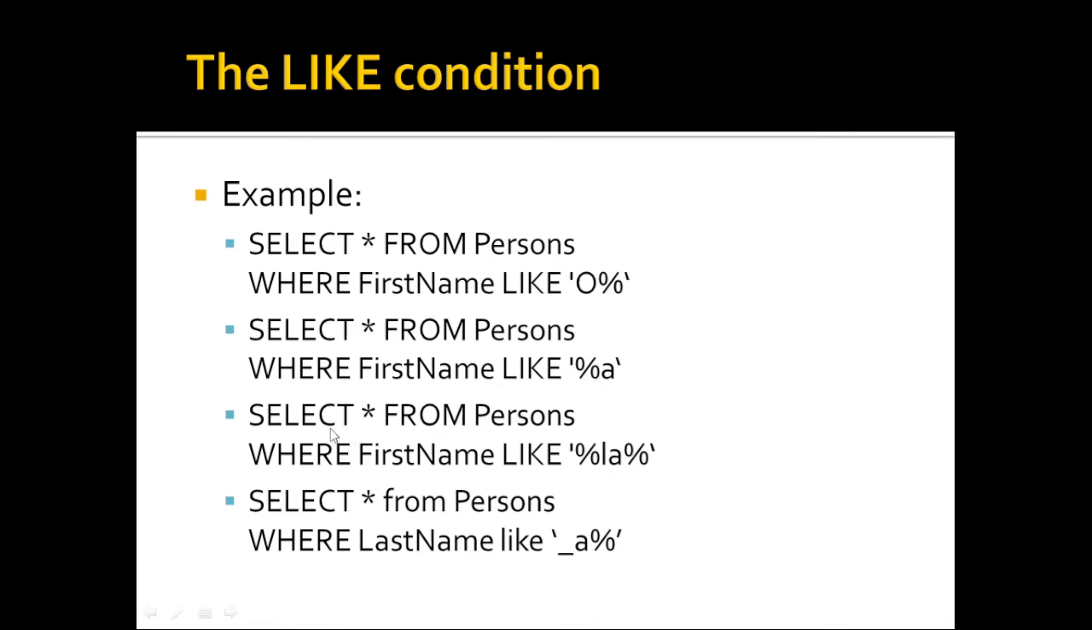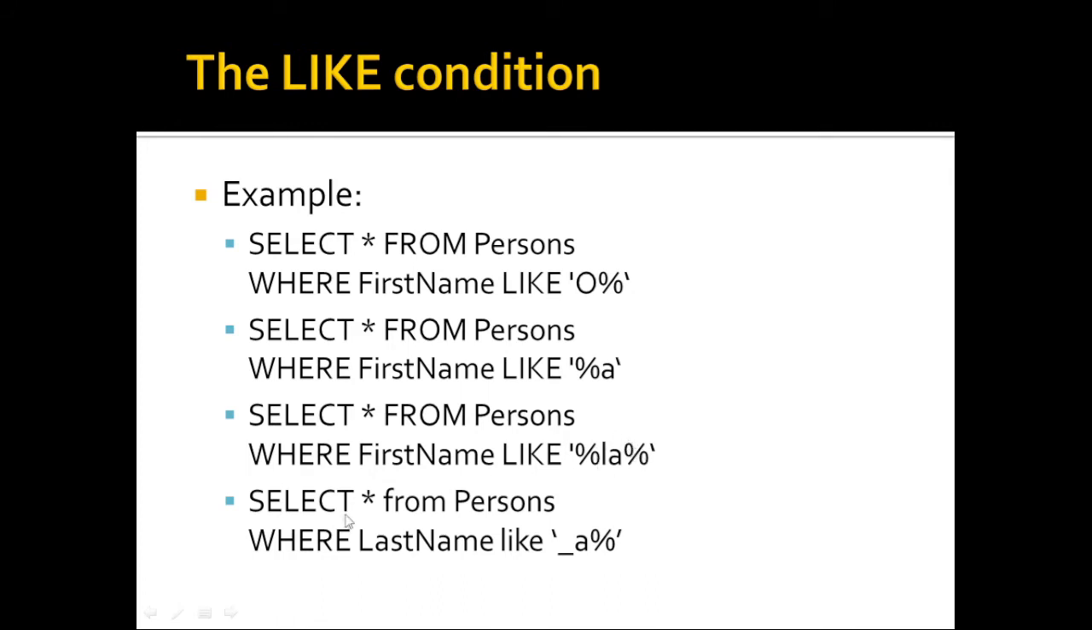And here in the third example, SELECT * FROM persons WHERE first_name LIKE '%LA%'. So that means that these are first names that contain these letters LA consecutively. Okay? So it can start with any letter, it can end with any letter or group of letters, but it should contain LA. So this means contains. So again, this is starts with, ends with A, and then here contains.